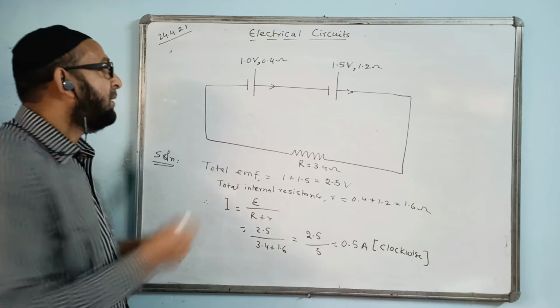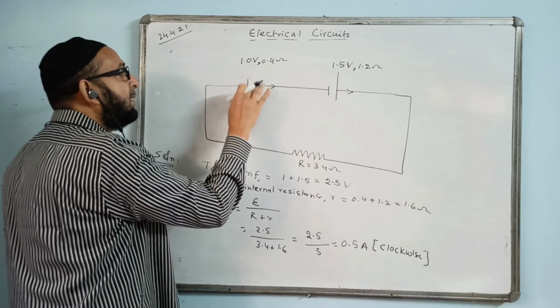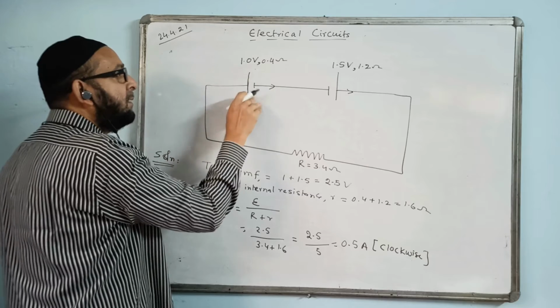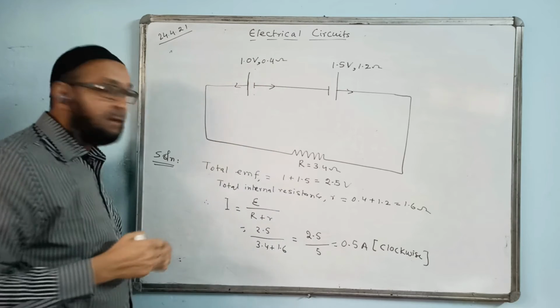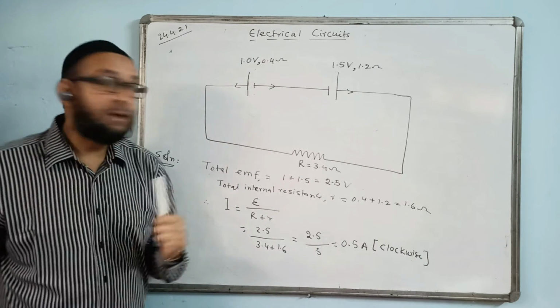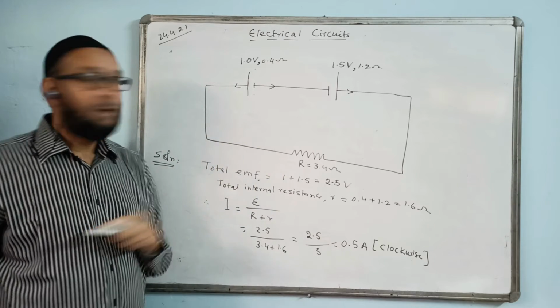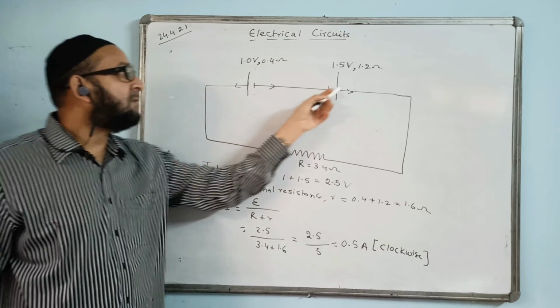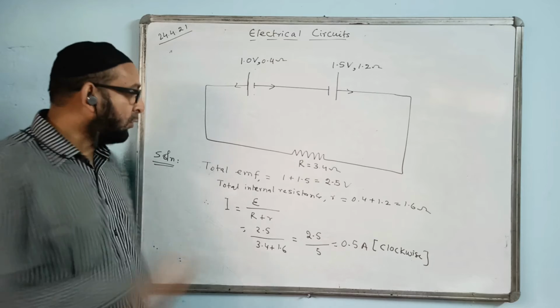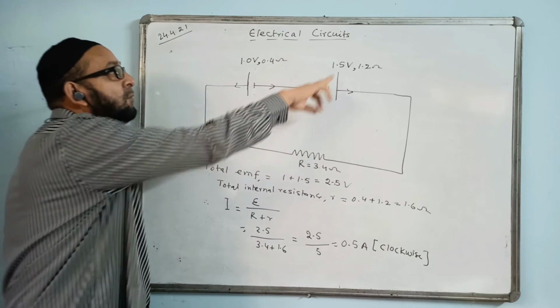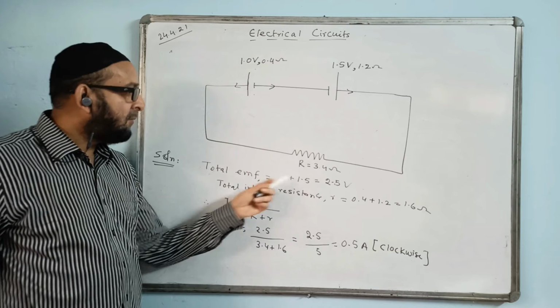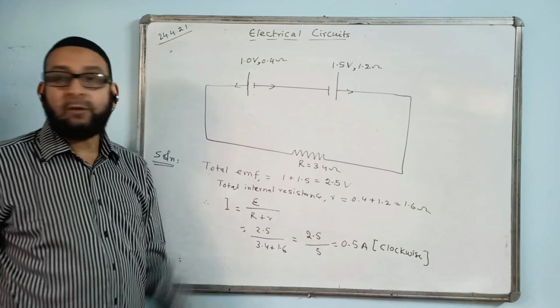By chance, if they would show the diagram in this manner, just the opposite way out here, what would have been the answer in this case? If they change the question and show the diagram in this manner, here we draw the direction of current like this, and here like that. The total EMF will become the minus of the two: 1.5 minus 1, 0.5 volt.